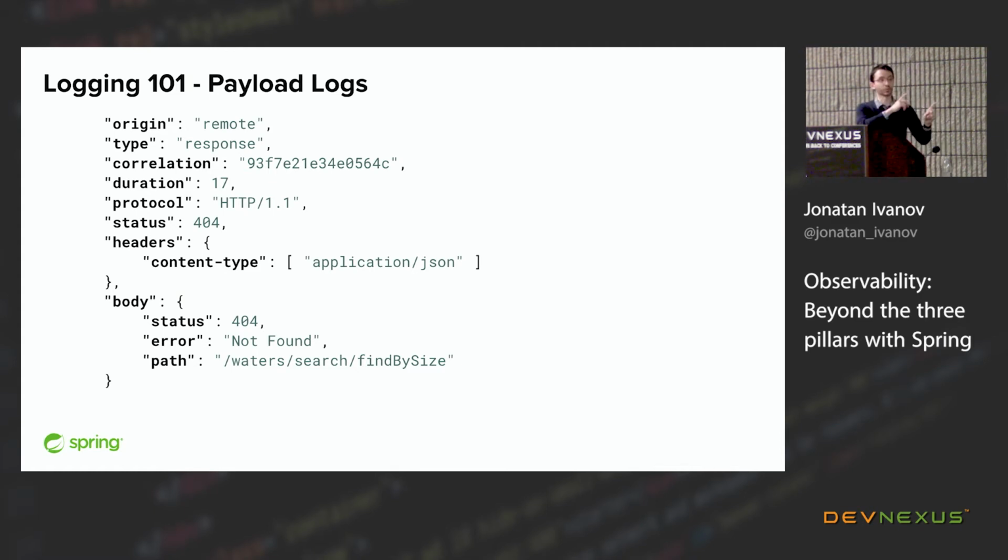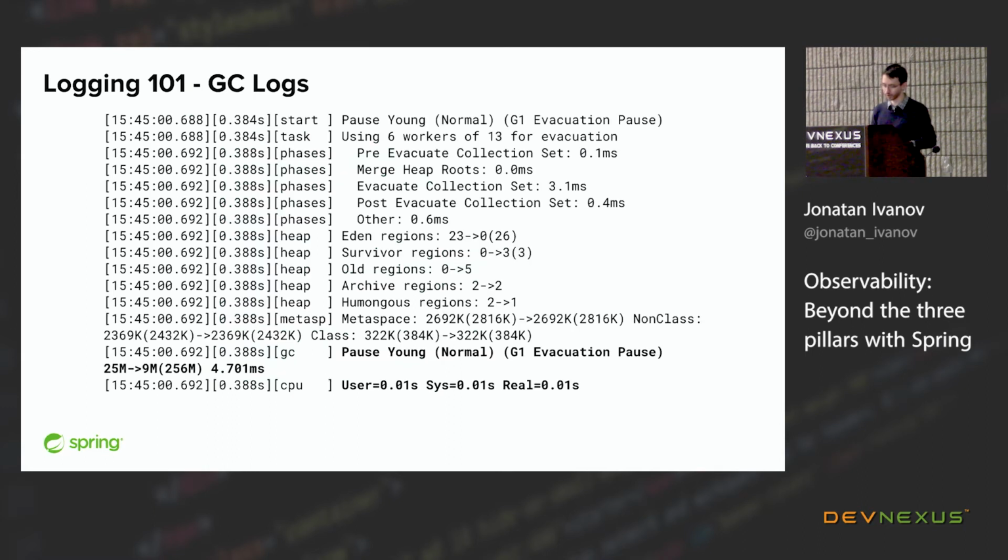And this is not only for incoming requests and the response that you send back. If you are using an HTTP client and you have support for that, you can see the outgoing request as well and the response that you get back. This is an example for GC logs. It will tell you what happened under the hood, GC-wise.